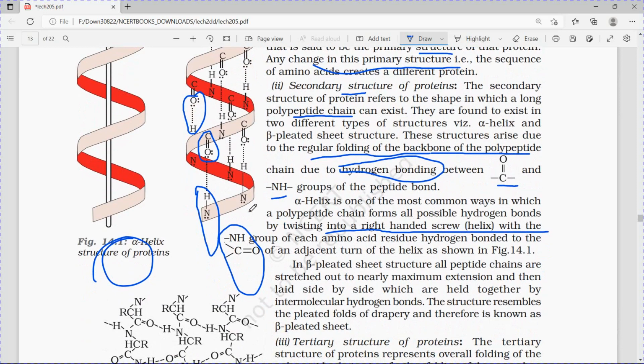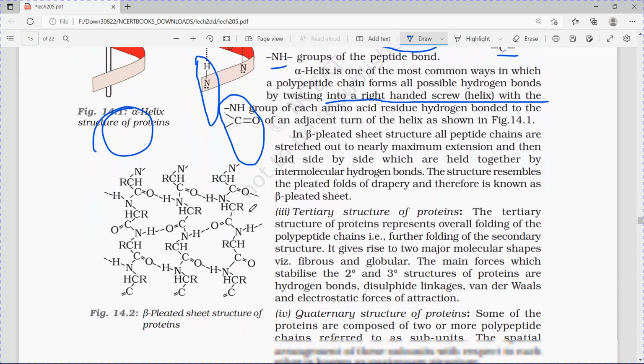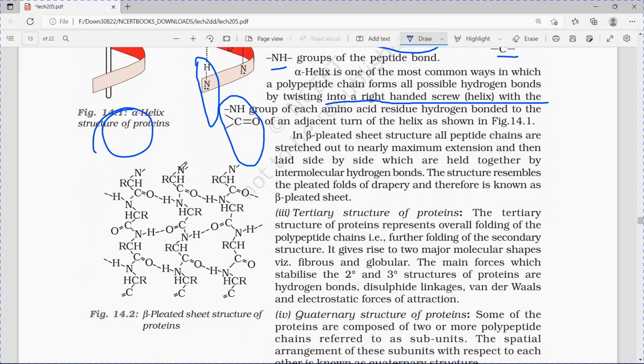Then we can go for the beta pleated structure. Beta pleated structure means that all the polypeptide chains will be stretched together, stretched together like something placed on a plain sheet.